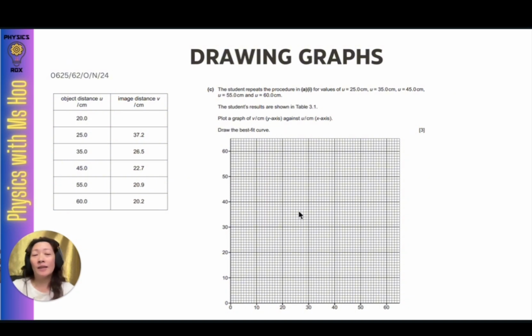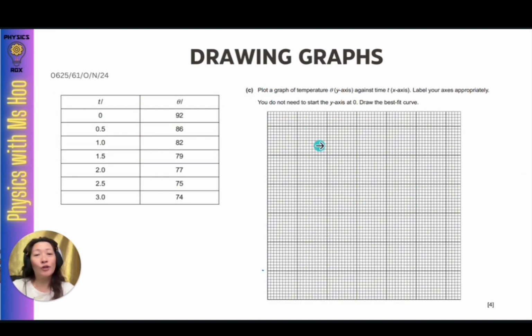Now this kind of setting is not going to be in all questions. It's more likely they'll give you a blank piece of graph paper which you would need to plot from scratch. For example, for this question, it tells you to plot a graph of temperature theta against time. They've even told you what should go on the y and x-axis respectively. So theta goes on the y-axis and t goes on the x-axis. They've even told you that you do not need to start the y-axis at 0 and to draw the best fit curve. So the instructions are very clear. All you need to do is draw a graph by following the instructions. It's an easy 4 marks provided that you follow what they want.